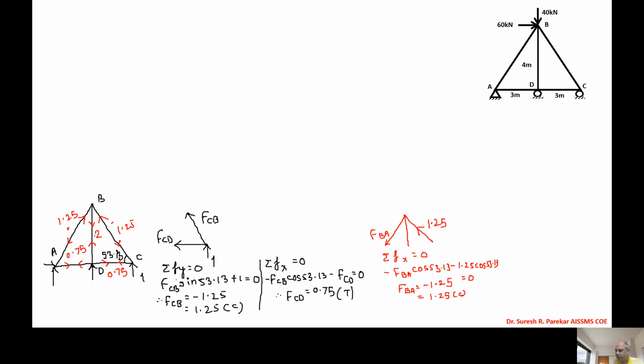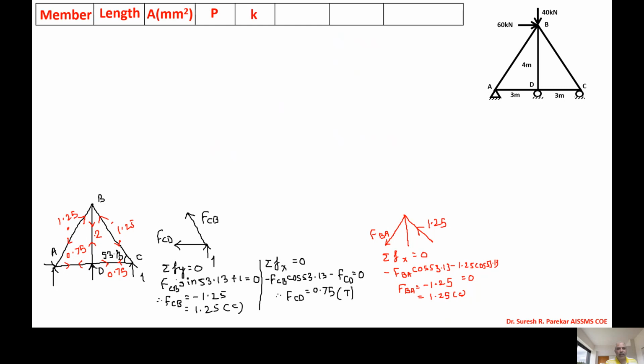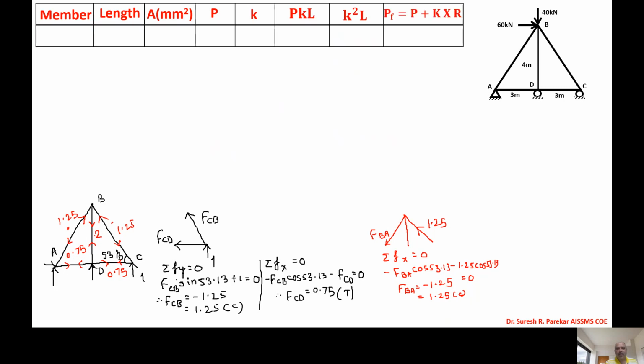So likewise we have to find out the K forces. Now we have to show all these forces in the table, and then we have to find the value of the redundant, and then we will get PF equal to P plus QK. Now we will go with member, length, area, PK, PKL, K square L. PF is equal to P plus K into R.